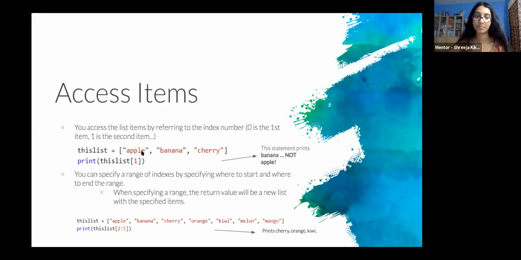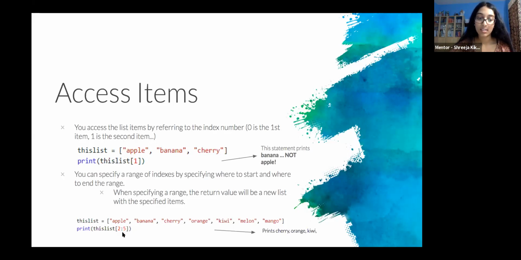So if you print this list with square brackets of 1, you get banana, you don't get apple. And another nice thing is you can specify the range of indexes by telling the program where to start and where to end the range. So when you're doing something like this, the first value here is the index that you're going to start on. So it's going to go 0, 1, 2. So you know you're starting with cherry.